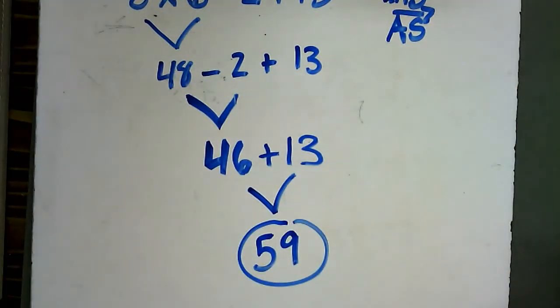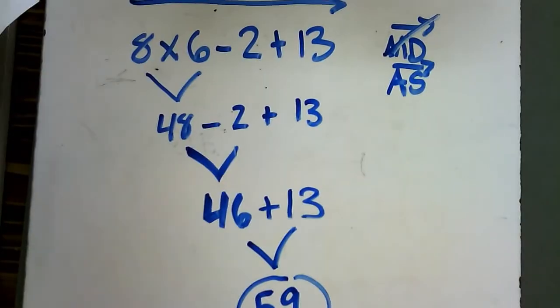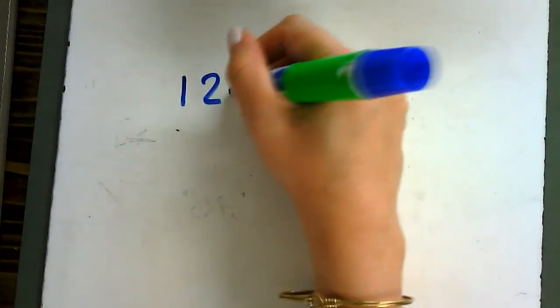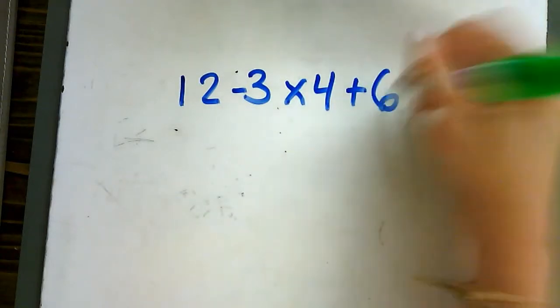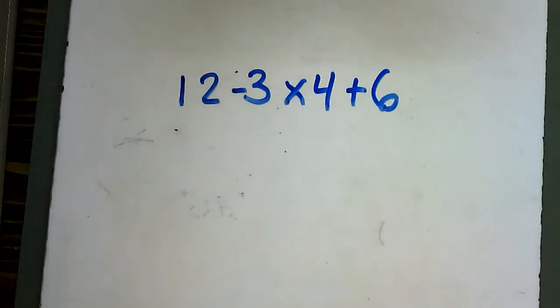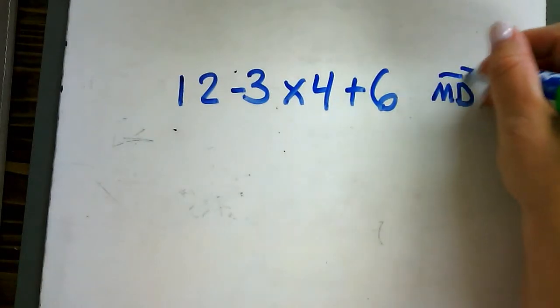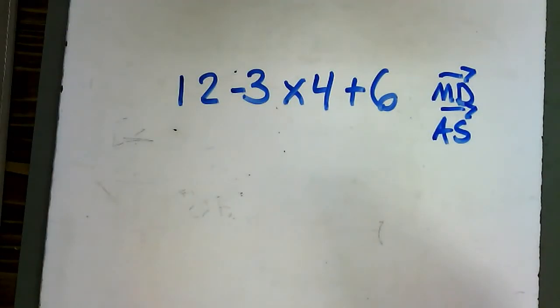So that's how we do that first problem on your homework, again remembering that we follow the order of operations. Let's look at one more super quick, and then you can get started on the rest of your homework. All right, so let's look at 12 minus 3 times 4 plus 6. Before I do anything, I need to write on the side multiplication and division from left to right, addition and subtraction from left to right.